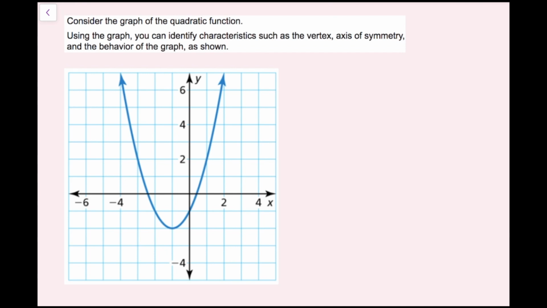For example 1, consider the graph of the quadratic function. Using the graph, you can identify characteristics such as the vertex, axis of symmetry, and the behavior of the graph as shown. All right, so that's what we're going to do. We're just going to identify some characteristics of this graph.